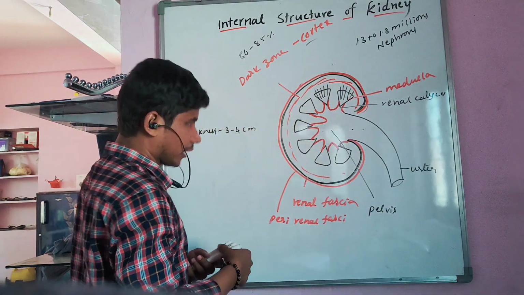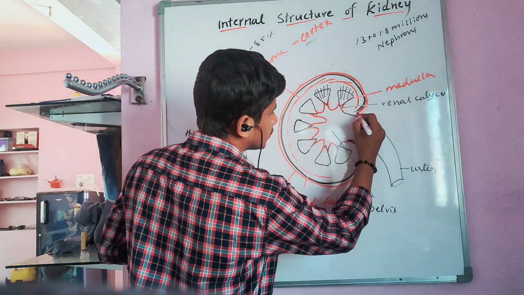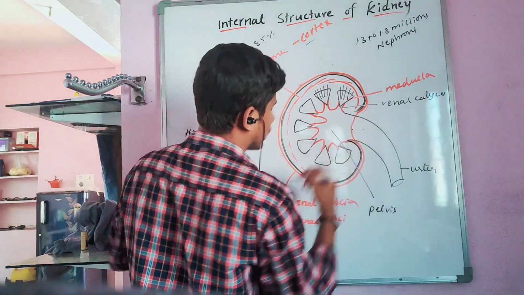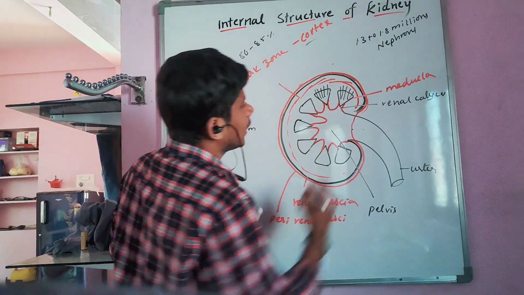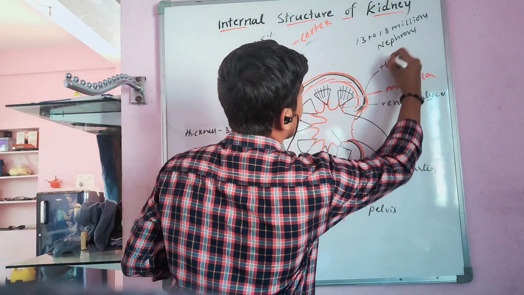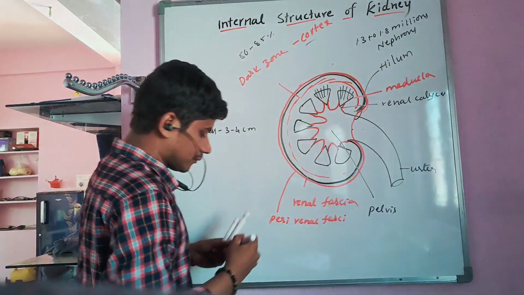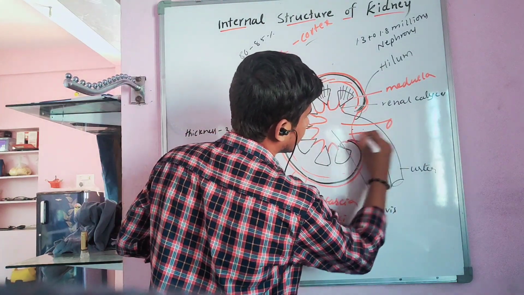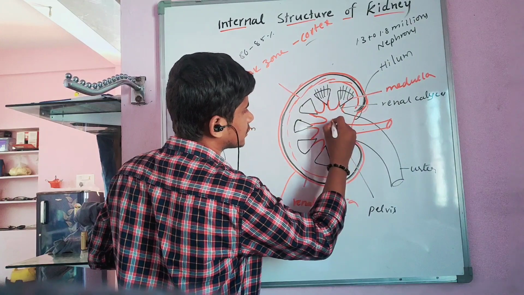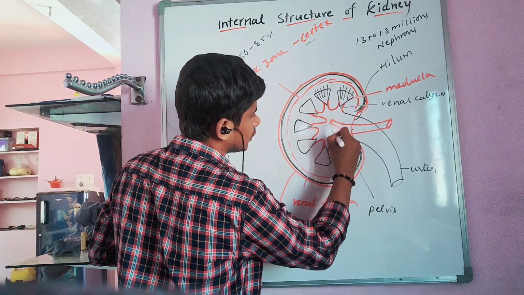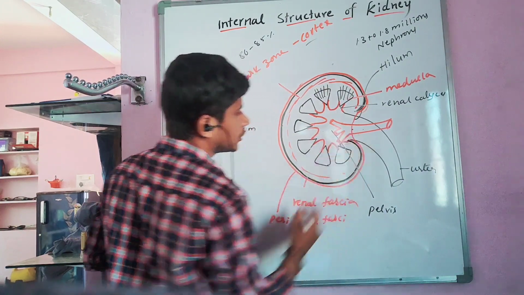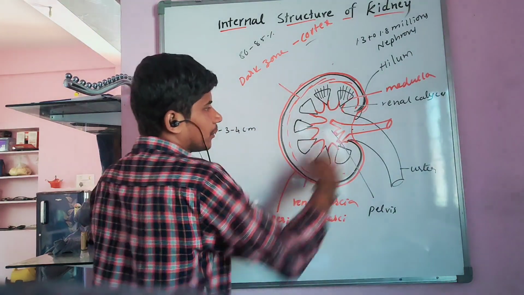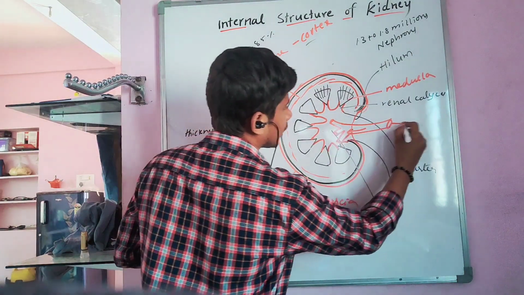The outer side of the kidney is convex and the inner side is concave. At the concave side there is a small fissure called the hilum. Through the hilum the renal artery enters the kidney, and after entering it divides into many fine arteries.